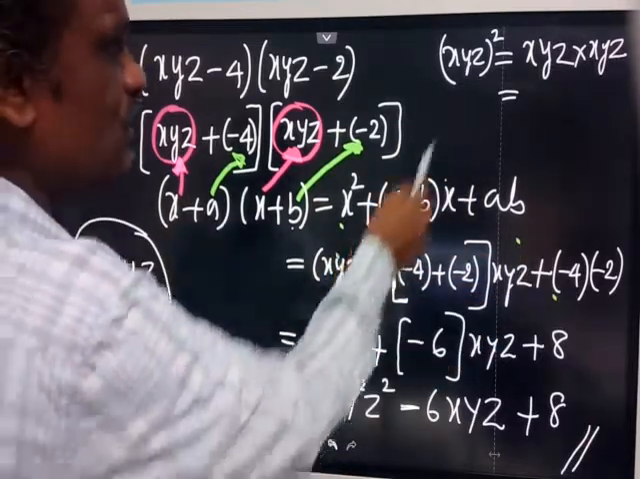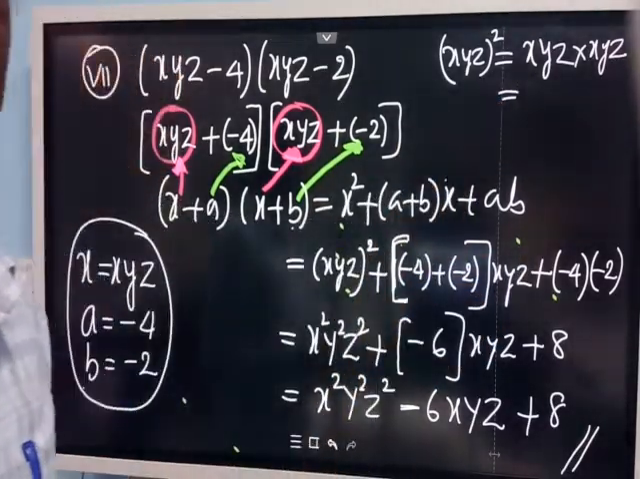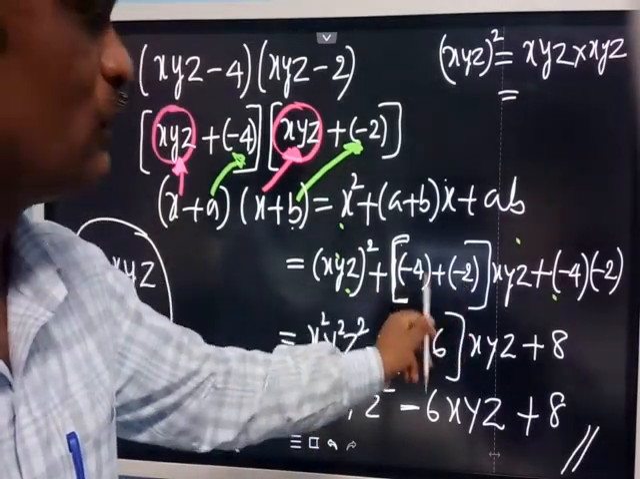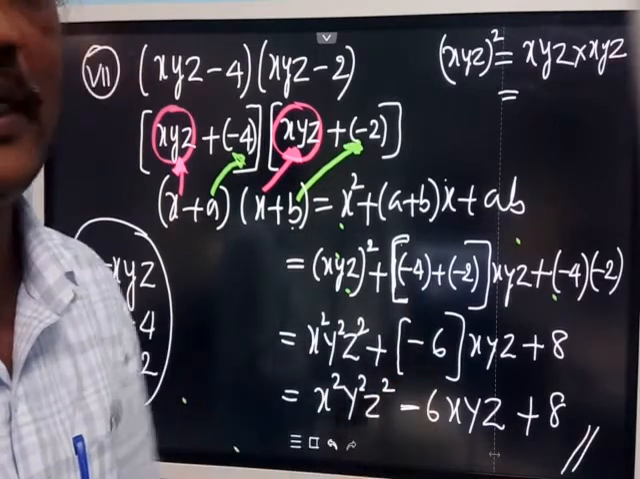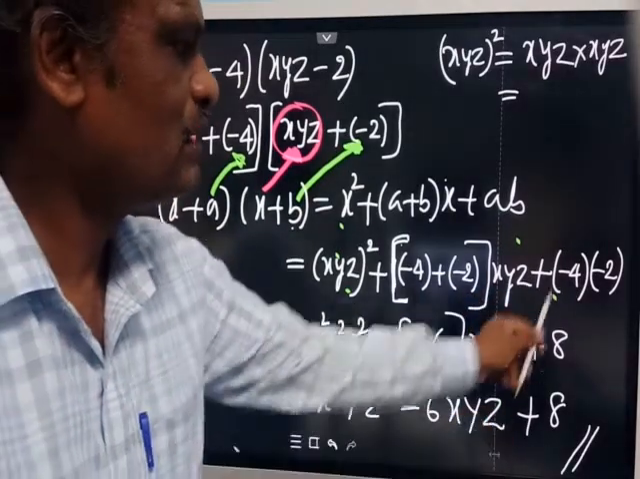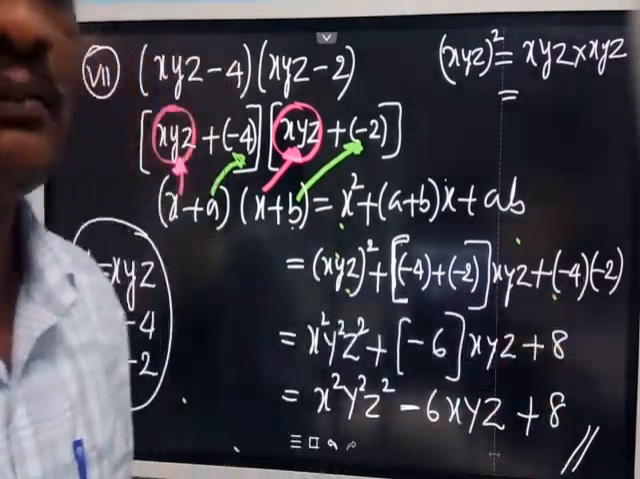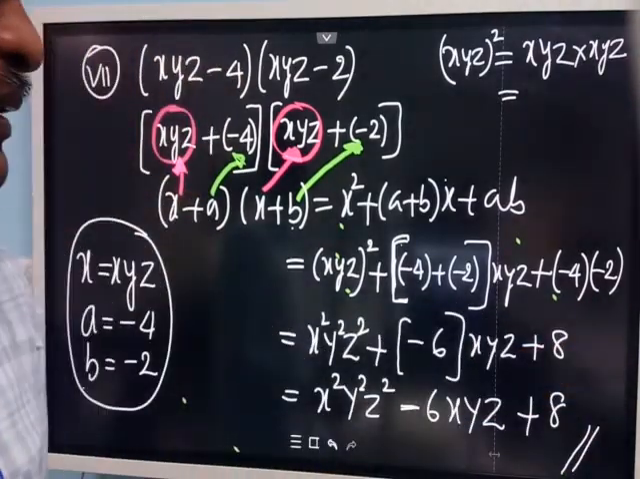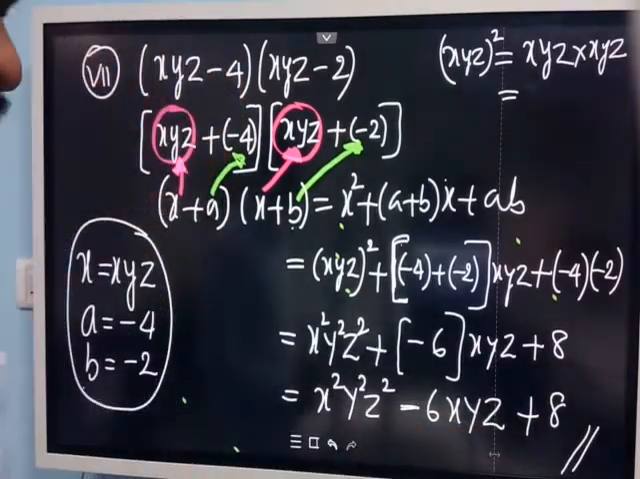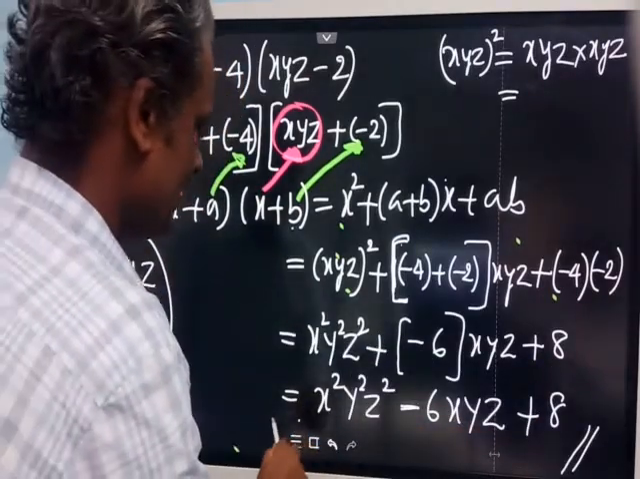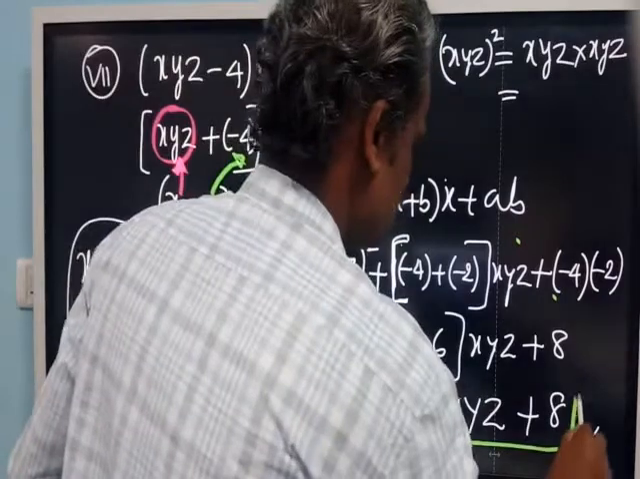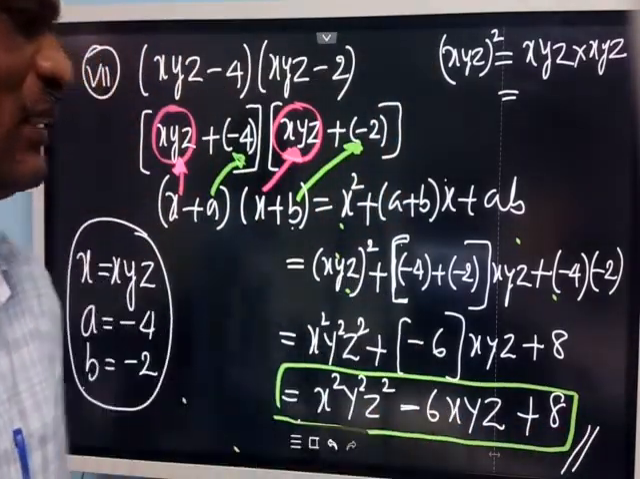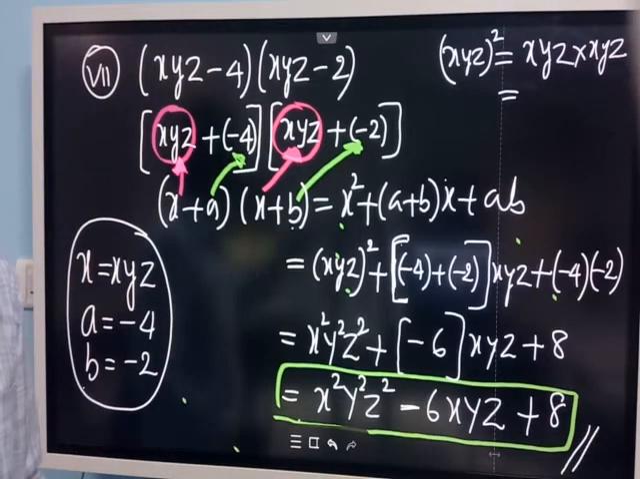So xyz whole square is nothing but x square y square z square. Minus 4 plus minus 2 gives you, both are negative numbers, therefore minus 6 into xyz. The product of two negative numbers is always positive. Minus 4 into minus 2 gives you plus 8, so we have written plus 8 at the end. If you simplify it, you will get the product: x square y square z square minus 6xyz plus 8 is the product.